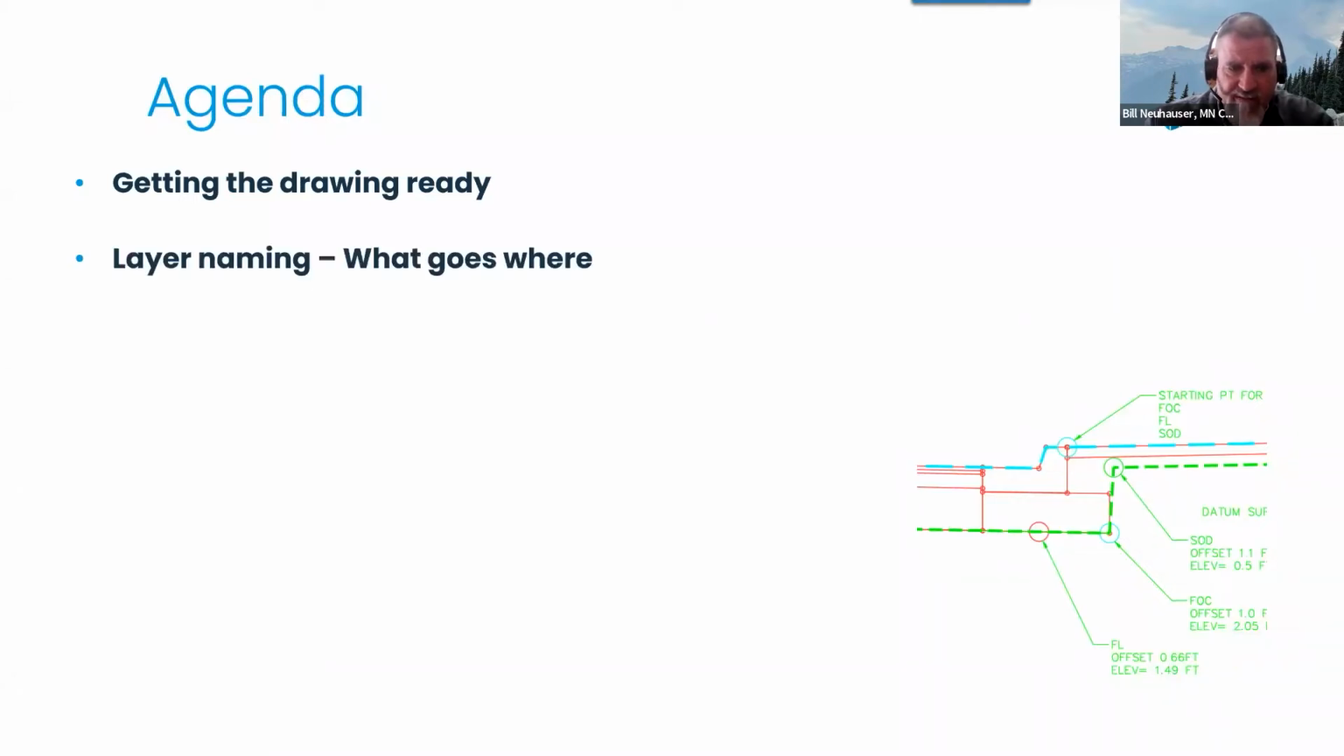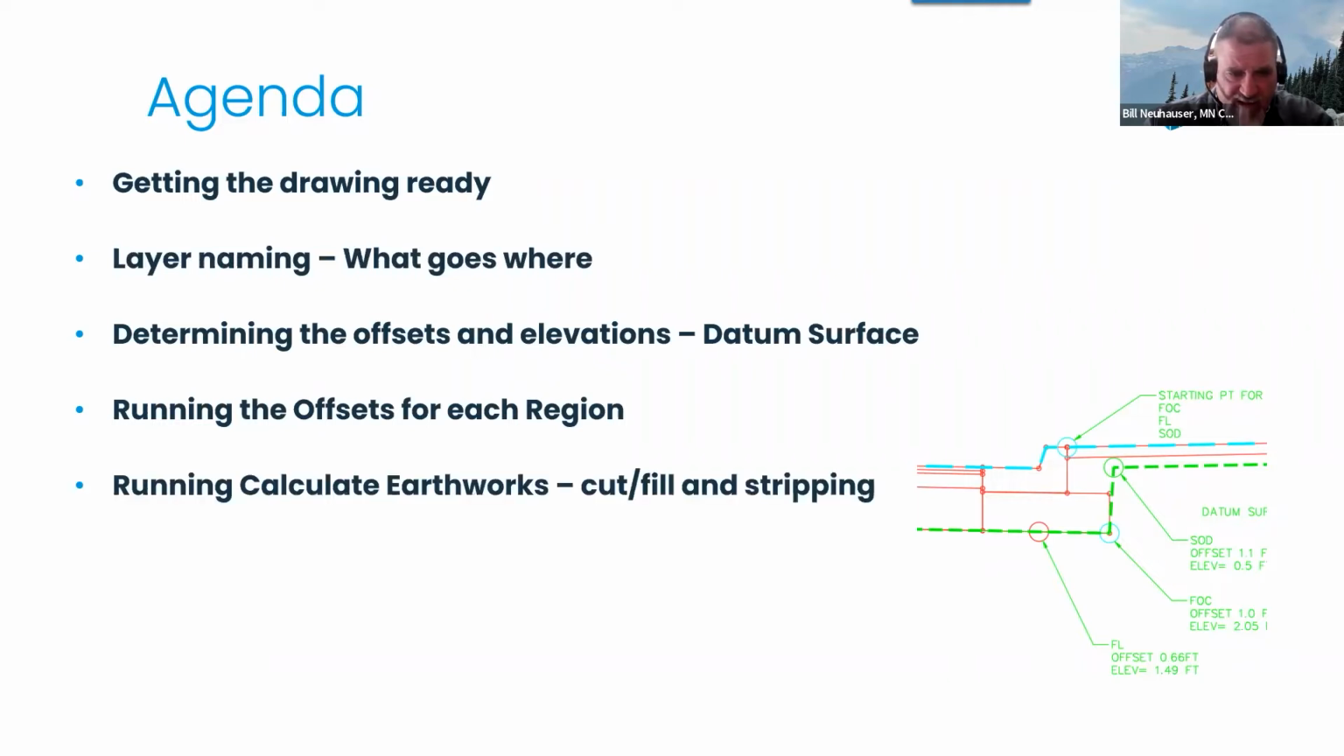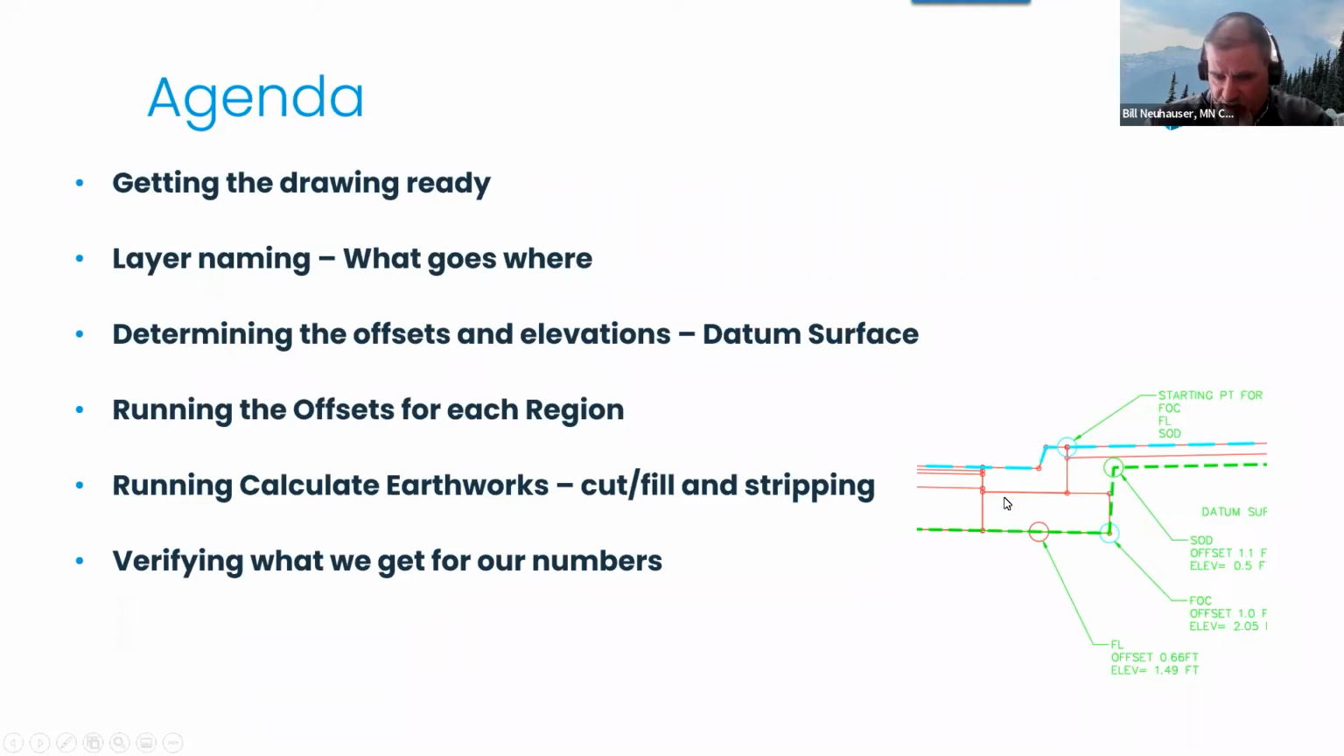Our agenda is getting the drawing ready, layer naming, what goes where, determining the offsets and elevations to create the datum surface, running the offsets for each region, running the calculated earthworks, cut, fill, and stripping, and verifying that it's doing what we think it's doing. You can see the little sample I've got down here in the bottom right, a typical section, and I'm going to dig deep into what we're looking at.